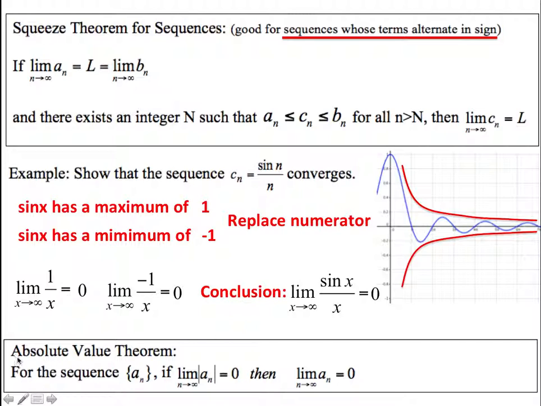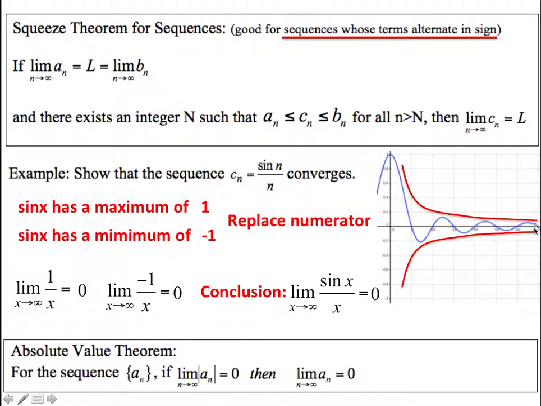And just as a side note, we have this absolute value theorem that says if we have a sequence and the limit of the absolute value of that sequence is 0, then the limit of the actual sequence is 0. In other words, if we make all the terms positive, then even if they oscillate from positive to negative and positive to negative, they're still going to go towards 0. That's what that's saying.